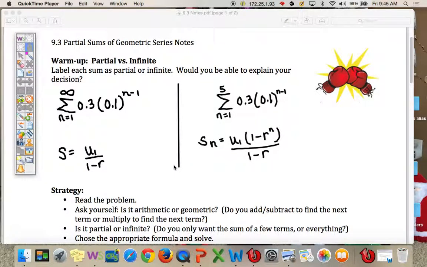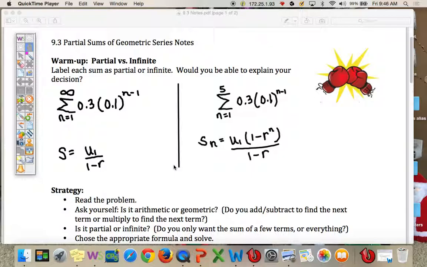All right, so today we're looking at one more formula for a geometric series, and that is, what if it's not infinite? What if you just want the sum of the first 5 terms or the sum of the first 3 terms or so on? So take a look at each of these summation notations. Can you explain if it's a partial or infinite series that we're looking for, and how would you be able to explain your decision? Well, the key comes to looking at the top.